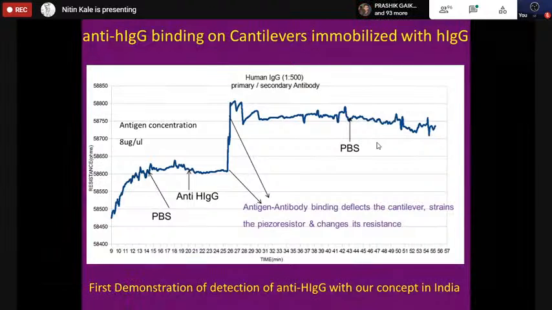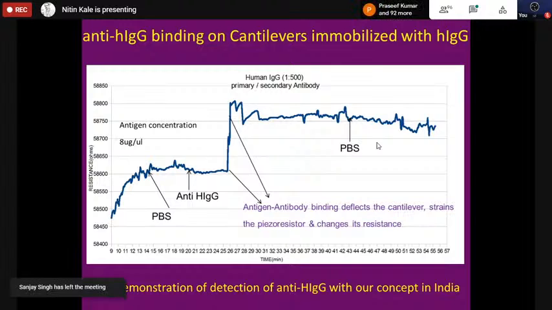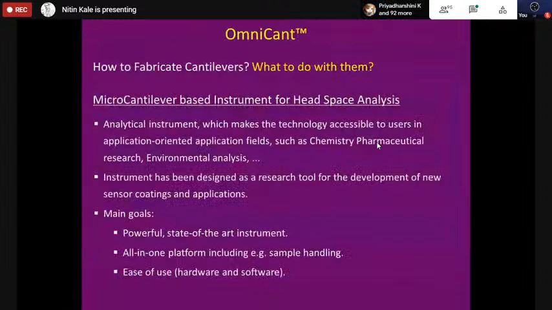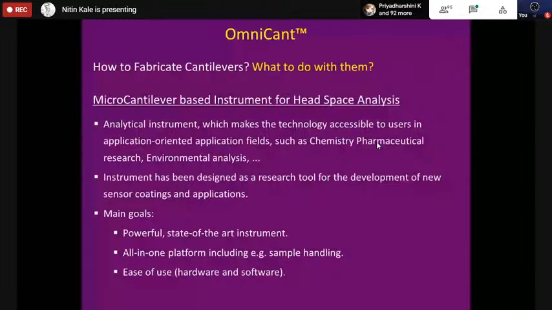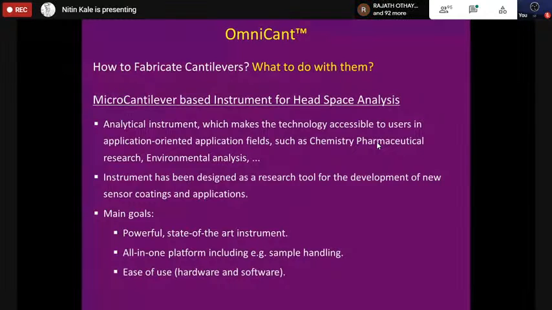And since then, we have tried with not only IgG, anti-HIgG pairs, but with myoglobin, with fatty acid binding protein, with troponin, a lot of all these biochemicals, and we have been successful in doing these experiments. Any questions till this point? Okay.